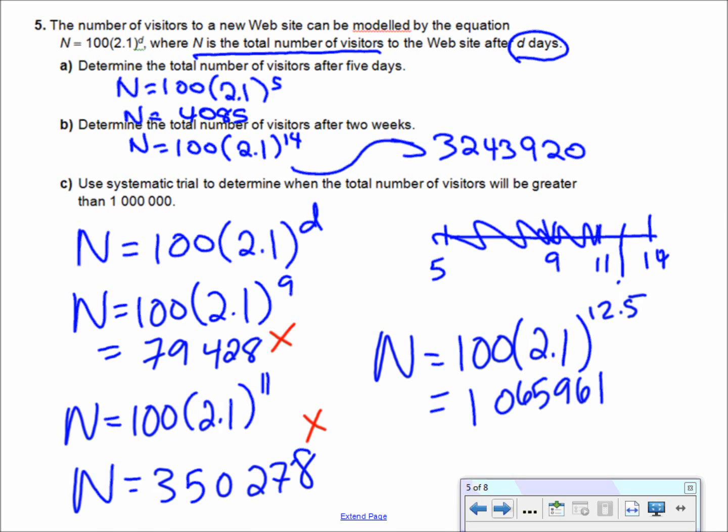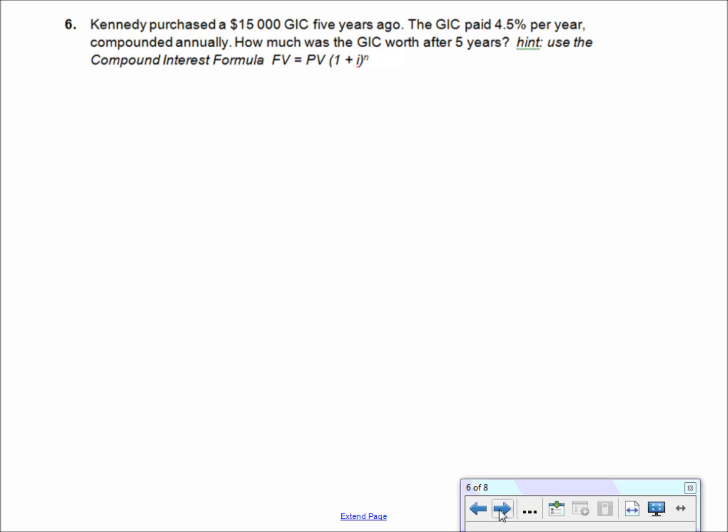Between 0 and 100, start with 50. Then all of a sudden you'll know if it's greater or less than 50, and then you can keep shortening it down. Can I flip slides? Okay.